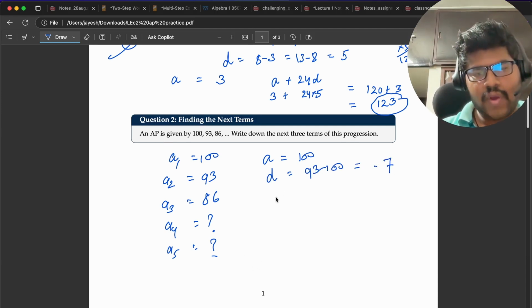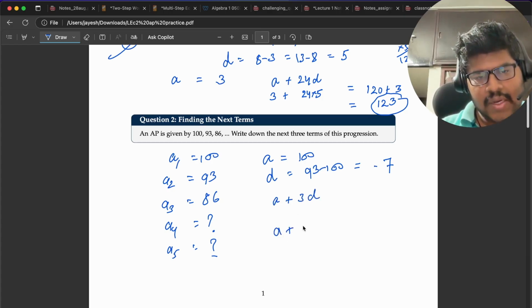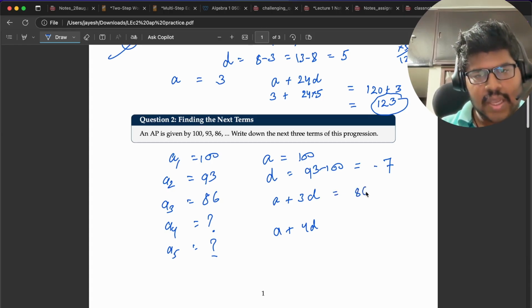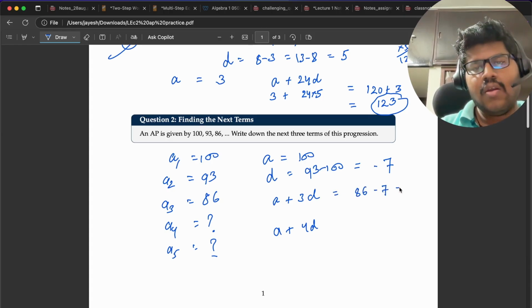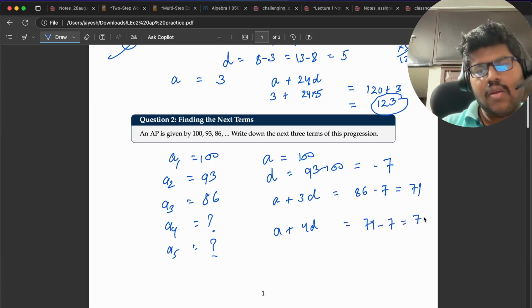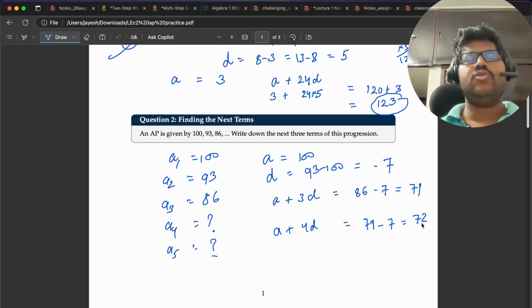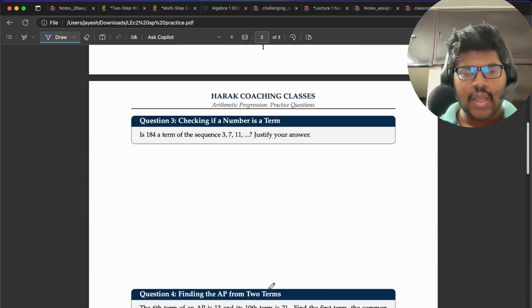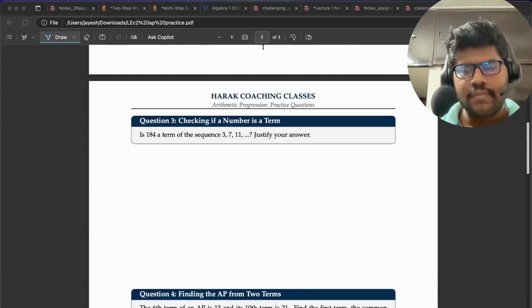Since we have to find the fourth term, that means A plus 3D, and the fifth term is A plus 4D, right? So the next term would be simply 86 minus 7, that is 79, and then 79 minus 7, that is 72. So this is how we find the next terms. Is this much clear, right?